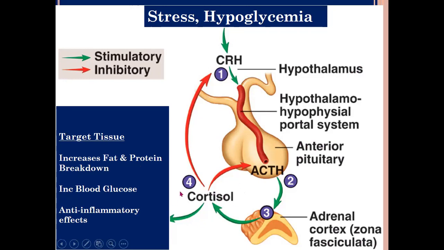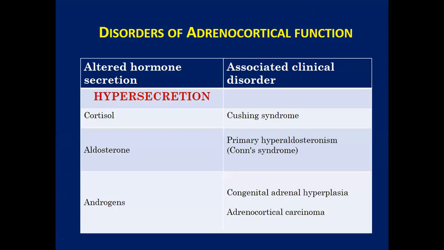But when cortisol is high, it has a negative feedback on the hypothalamus, which suppresses the production of CRH. So it has the inhibitory effect, and the green arrows which are showing have the stimulatory effect. This is the normal process and production of the different hormones by the hypothalamus, pituitary, and adrenal cortex.